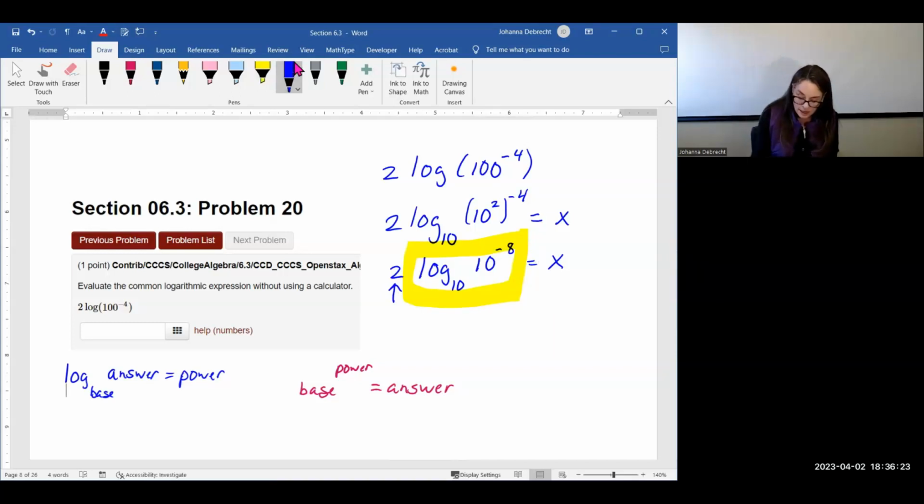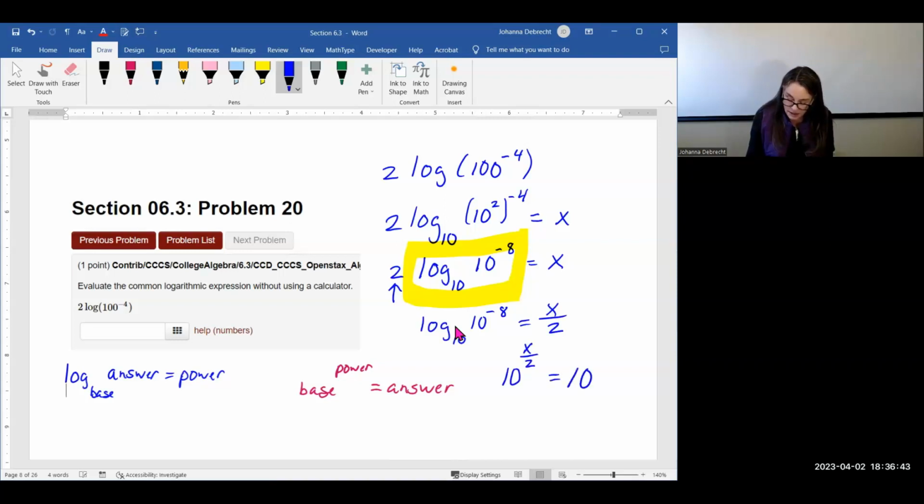Let's see if it works out the same if I use exponential form. I've got to move the 2 because it's not a part of the logarithm. So I get log base 10 of 10 to the negative 8 equals x divided by 2. So this tells me that 10 to the x divided by 2 power equals 10 to the negative 8. And since they're equal and the bases are the same and they're one-to-one functions, then I know the powers have to be equal. I get x over 2 equal negative 8, multiply both sides by 2, and I get the same result, x equals negative 16, right?